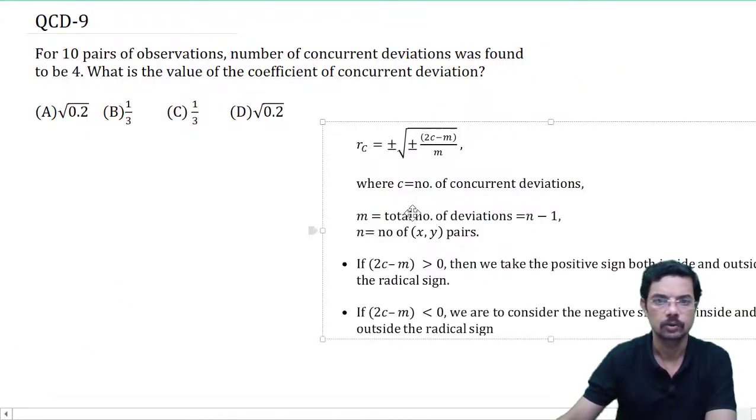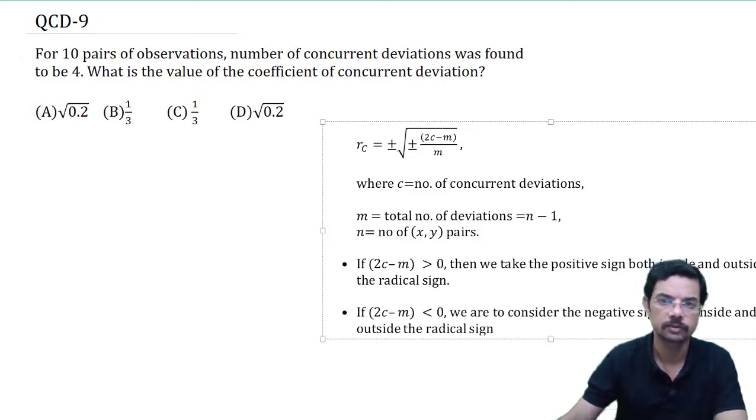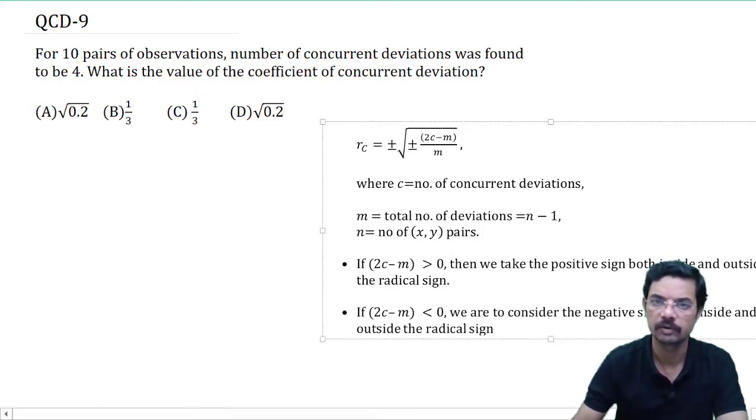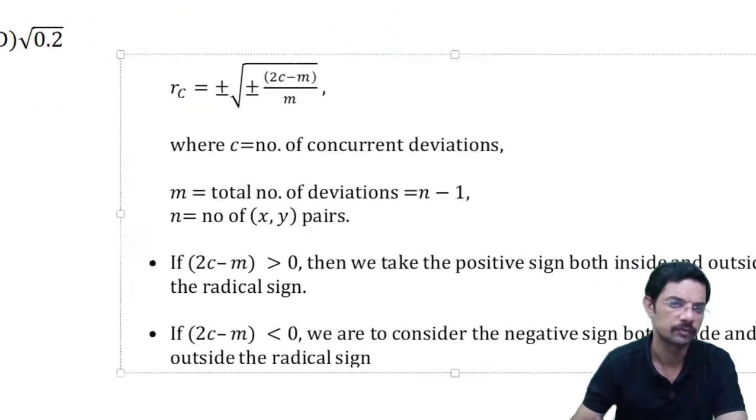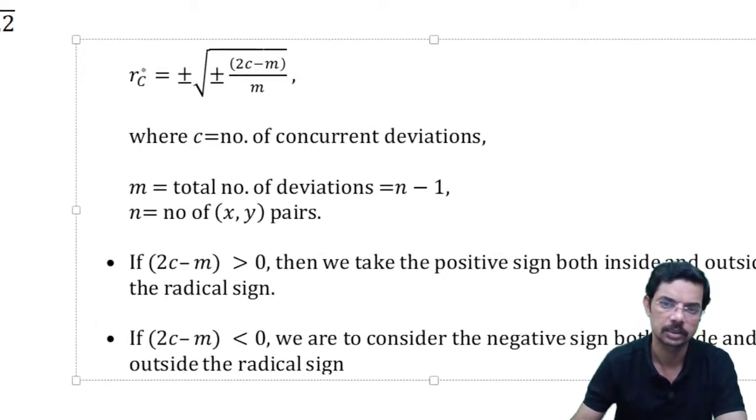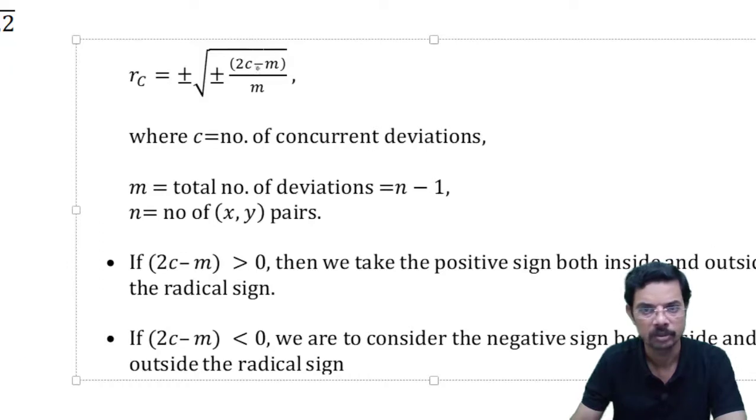Next question is question number 9. Okay, so here for 10 pairs of observation, number of pairs is equal to n. For 10 pairs of observation, number of concurrent deviations was found to be 4. What is the value of the coefficient of concurrent deviation? We know the coefficient of concurrent deviation RC is given as plus minus root of plus minus 2c minus m divided by m. Both will be plus if 2c minus m is positive, and both will be taken as negative if 2c minus m is negative.